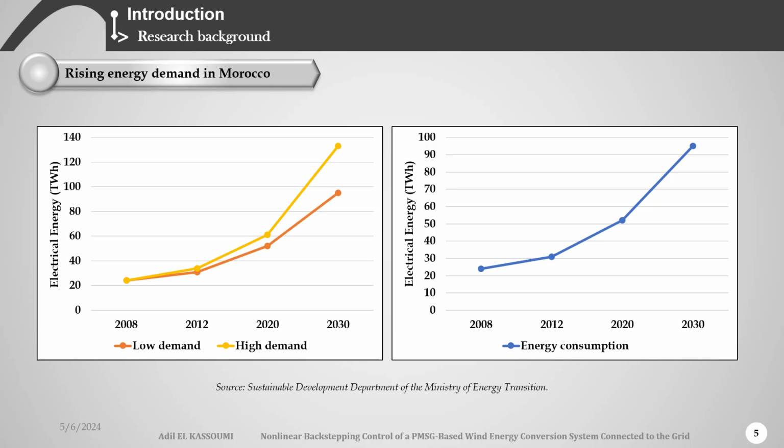As a developing country, Morocco is also experiencing an increase in demand and consumption of electrical energy. The Ministry of Energy Transition estimates that demand could reach 133 terawatt-hours by 2030, and thus consumption could grow by an average of 7% compared with the annual average.